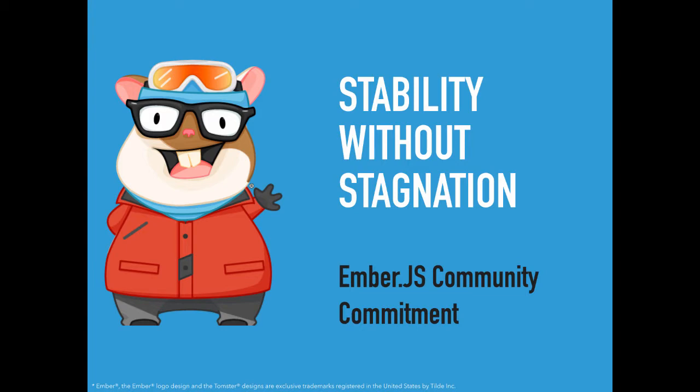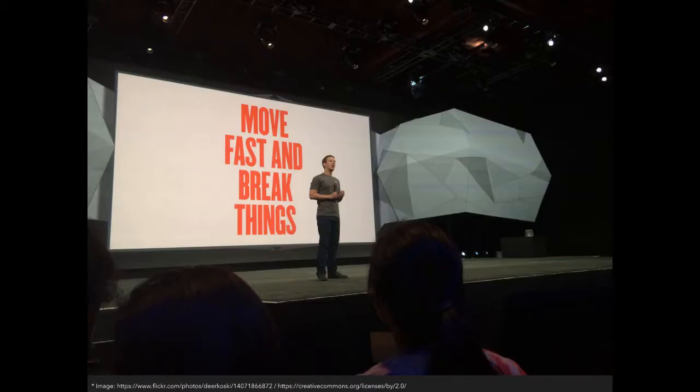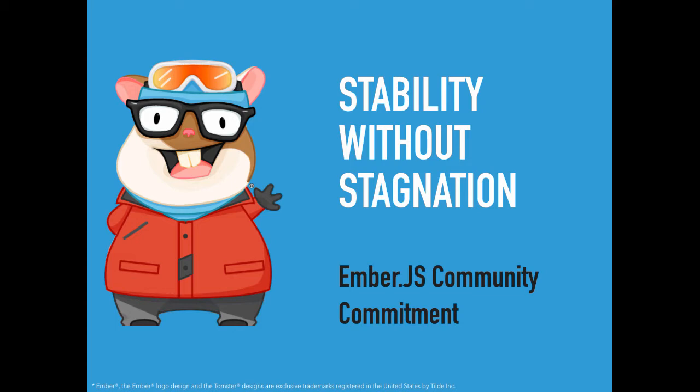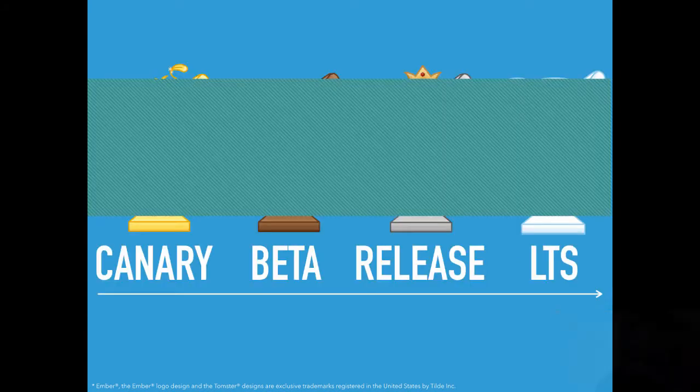So the idea that the Ember.js community talks about a lot is stability without stagnation. It's kind of the community commitment. And this might remind you of the Facebook motto of move fast and break things. So the idea of stability without stagnation is that we're continuing to move the framework forward, but we're trying to keep some amount of stability so you're not constantly trying to pay attention to how to upgrade your application.